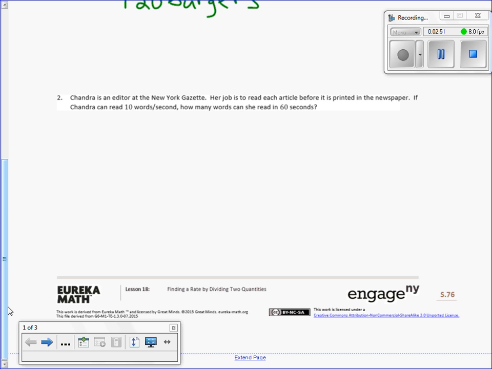All right. Anyhow, if Chandra can read 10 words per second, how many words can she read in 60 seconds? So again, I write this ratio. So 10 words per second times how many can she read in 60 seconds?